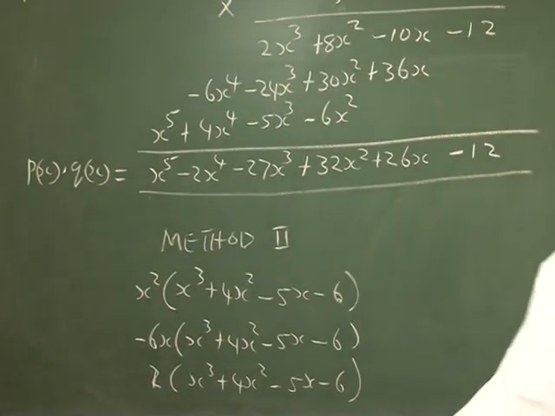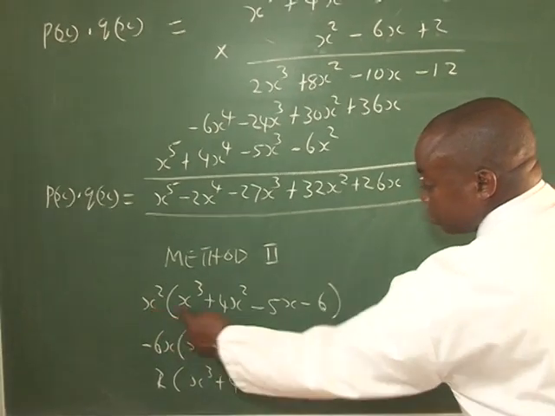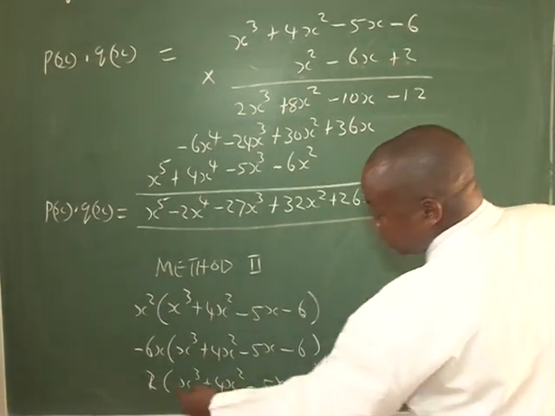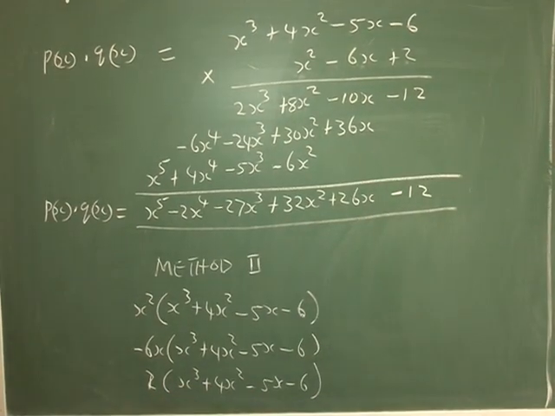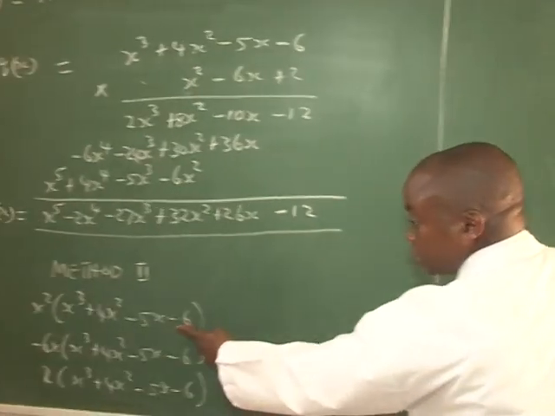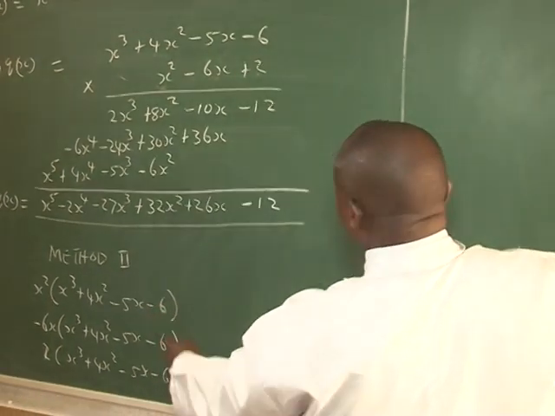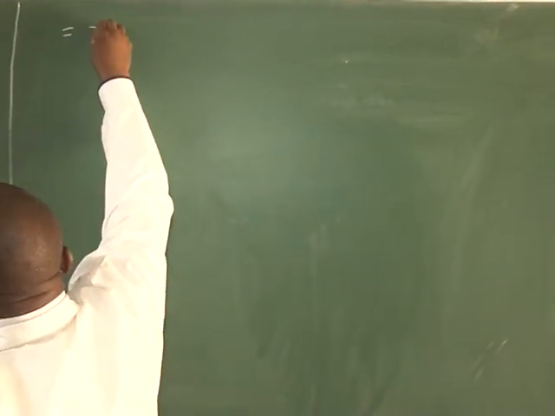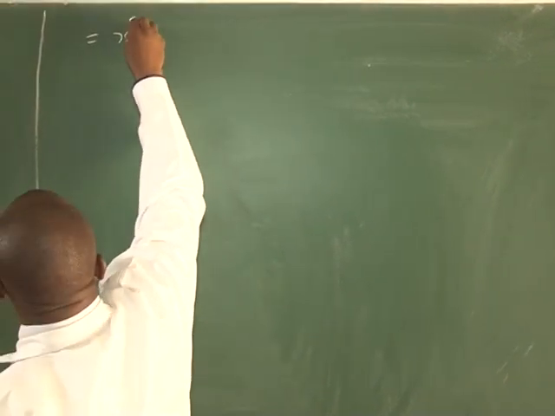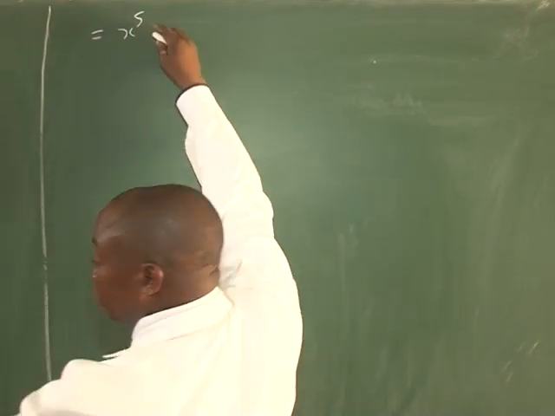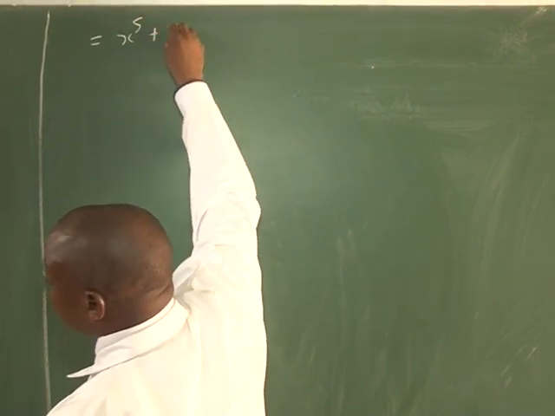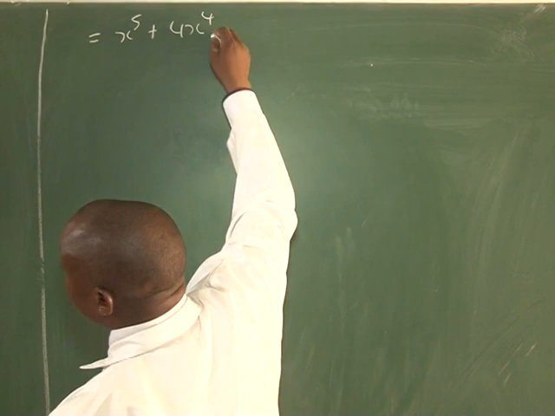So here we are going to use each term to multiply this one. Then this one also multiplies this. This also multiplies this. Let us start from here. Now that will give us, if you start the first one, we have x raised to the power 5. Then x squared times 4x squared give us 4x raised to the power 4.